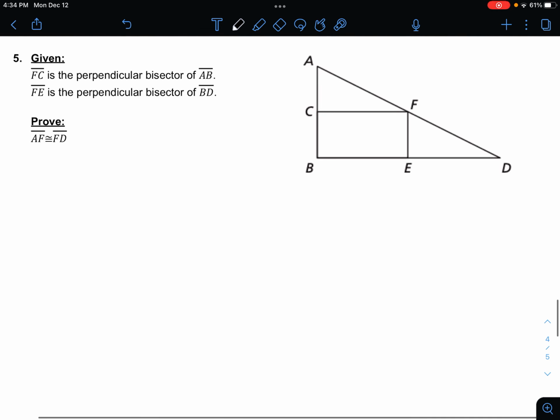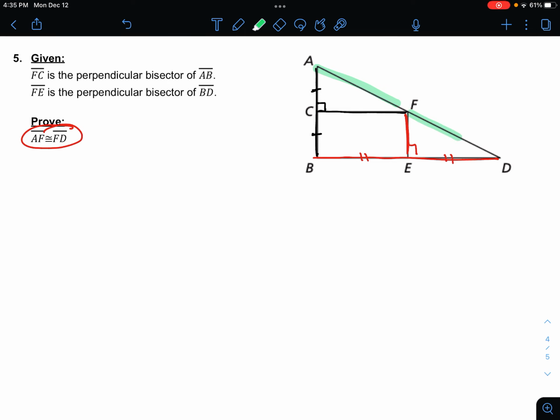Okay, and then finally we have this proof. So FC is the perpendicular bisector of AB. So I'm going to mark that these are congruent and a right angle. Then we see that FE is the perpendicular bisector of BD. So I'll mark these congruent and that that's a right angle. I'm trying to prove AF is congruent to FD. Okay. So this one we can think about, but what I'm going to realize is by the perpendicular bisector theorem, I know that, for example, this point F is equidistant from point B and point D. So if I were to draw in a segment BF, I could say BF is congruent to FD. I'll make a note of that. BF congruent to FD.